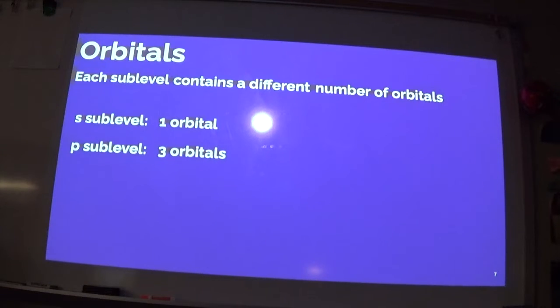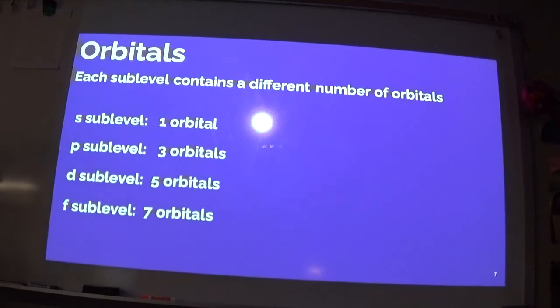Can you see the pattern? If I have a D subshell, how many orbitals do you think I get? I get 5. 5 metaphorical hotel rooms. That was hard to say. And then if I have an F subshell, I get 7 orbitals.